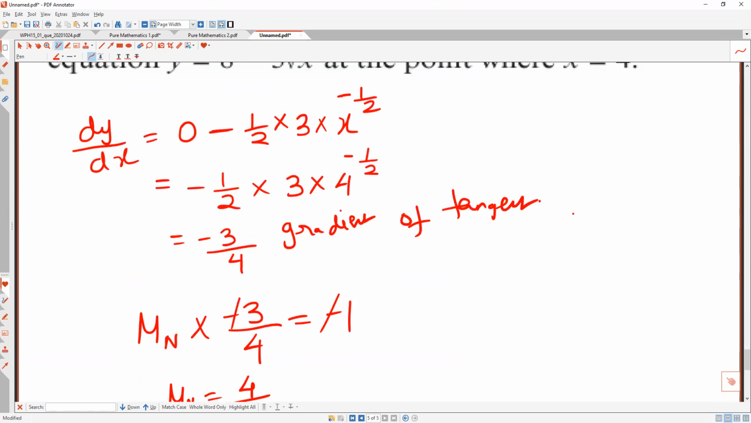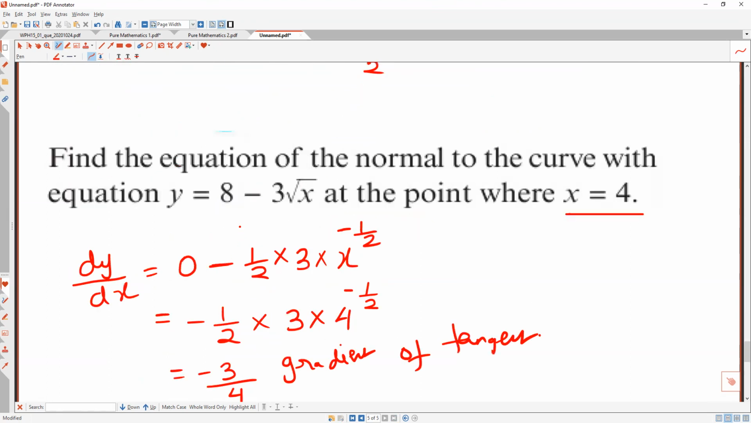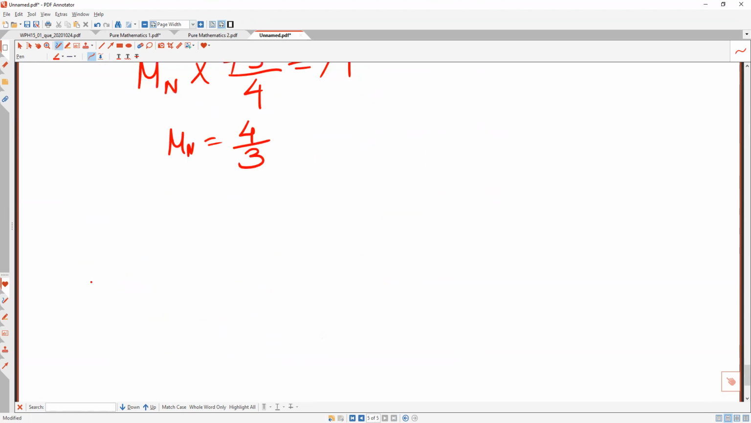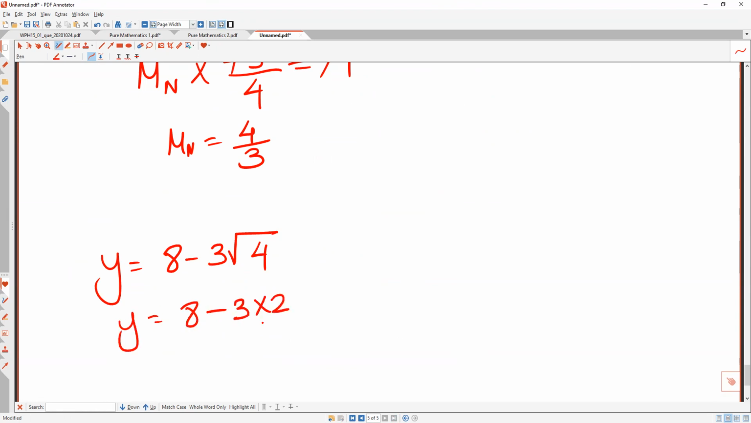You only have the x coordinate with you. You have to find the y coordinate. All you have to do is, in place of x, substitute 4. So y is equal to 8 minus 3 root x. In place of x, put 4. So 8 minus 3 into 2, 6. 8 minus 6, that is how much? 2. Your y coordinate is 2.